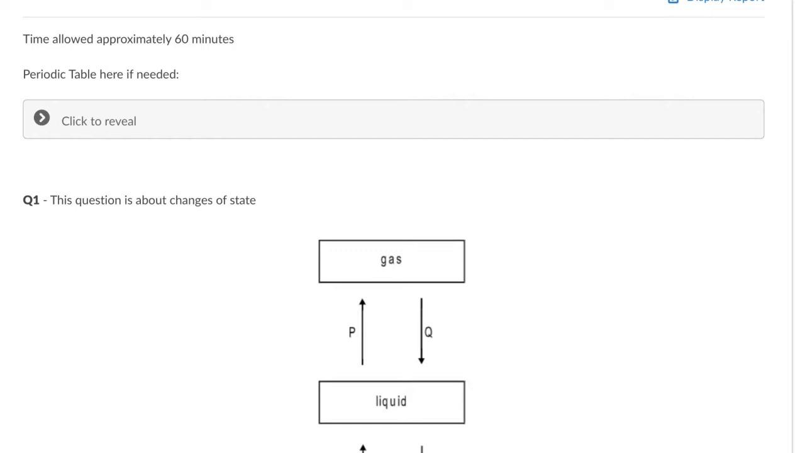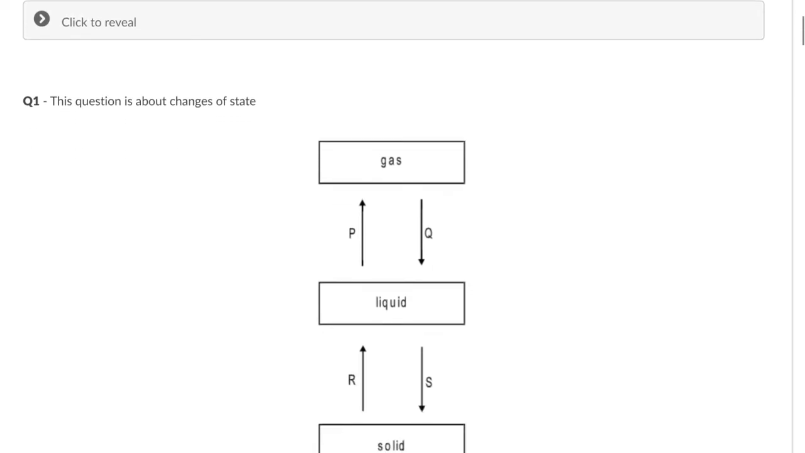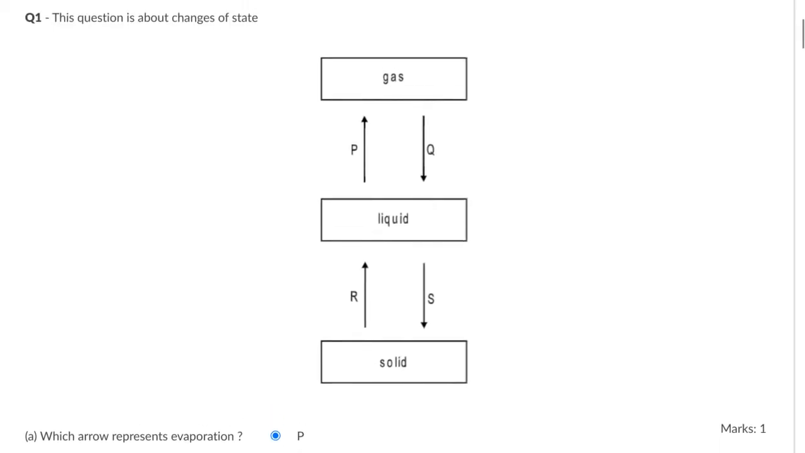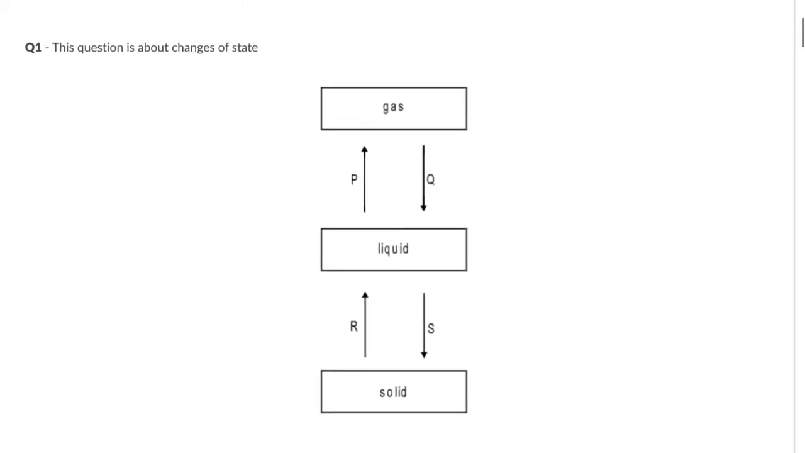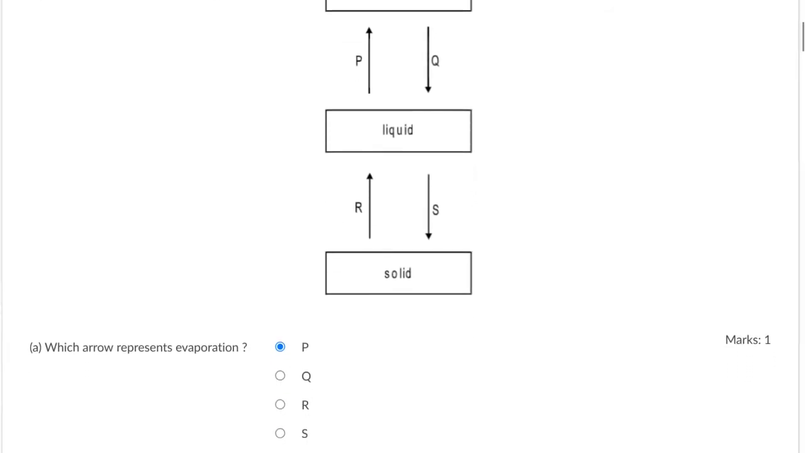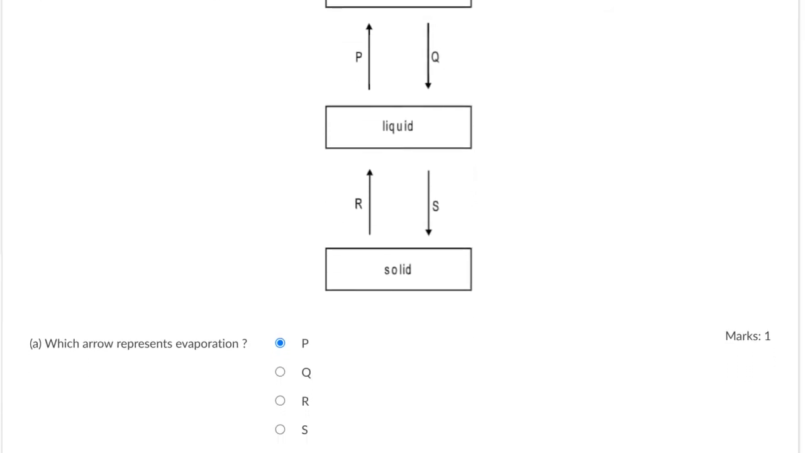If we start with question 1, this one's about changes of state. Fairly standard diagram here. We've got the words. You could obviously have seen the solid, liquid, gas diagrams before, actually drawing the particles, etc. But this was actually just giving you the words this time. So it's asking you in the first question, which arrow represents evaporation?